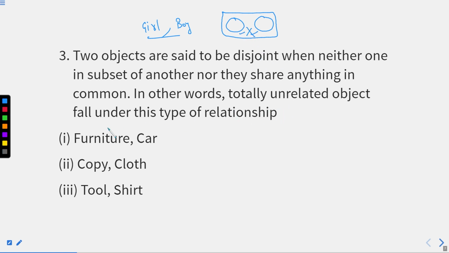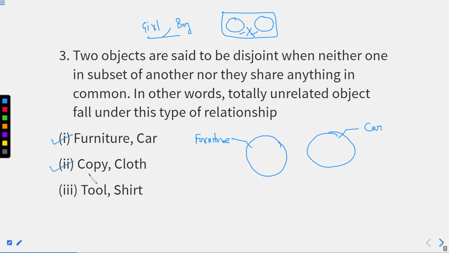Similarly, we'll have some other examples. The first example says a furniture and a car. We know that a car is not a furniture and not even furniture is a car, right? So if I use this circle to represent furniture, let's say, right? This is used to represent furniture and this circle is used to represent a car. So they both are different entities. I hope you got it, right?